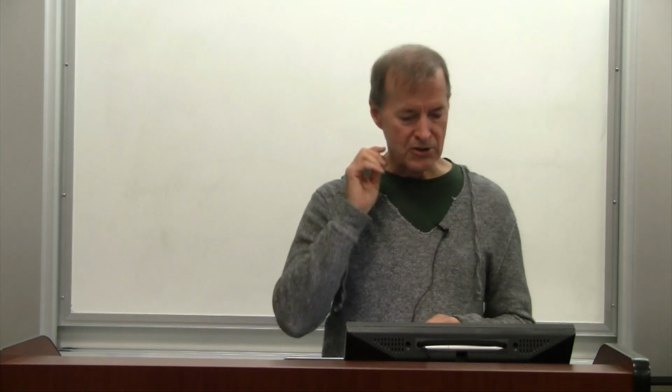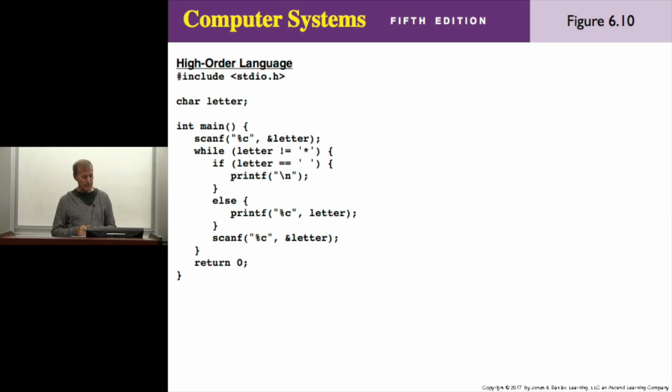First let's go back and do a little review of what we did last time. Here in figure 6.10, we have a while loop, and we took a brief look at how it gets translated. So here we have the statement, while letter is not equal to asterisk. Where is the test for a while loop, at the top or the bottom? It's at the top. Do you remember how this would get translated?